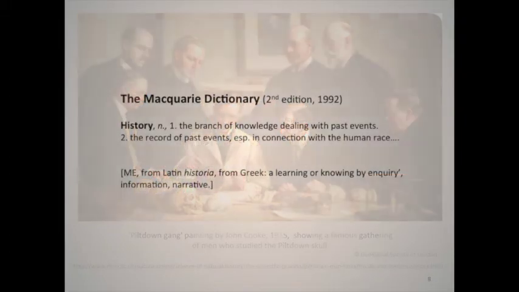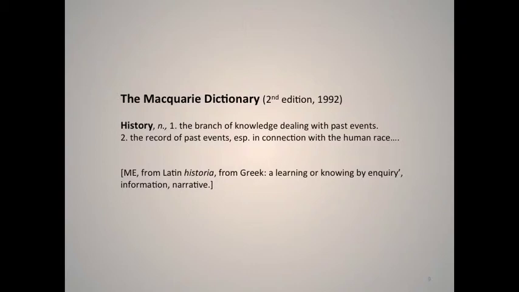But coming to the word history, the Macquarie Dictionary says that it's a branch of knowledge dealing with past events and the record of past events, especially in connection with humans or the human race. But I'm more interested in the root meaning, the etymology. It comes originally from Greek, and it originally meant a learning or knowing by inquiry, and also narrative.